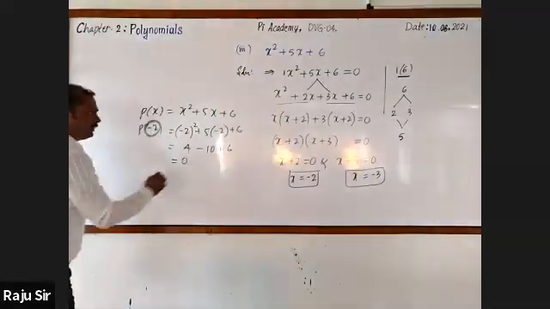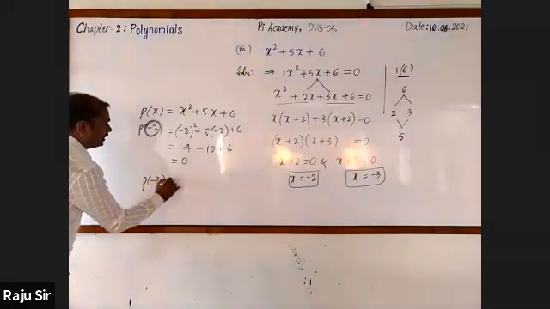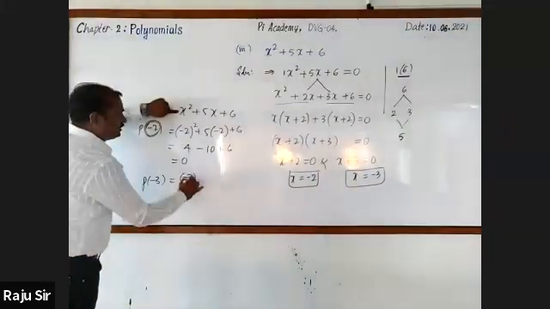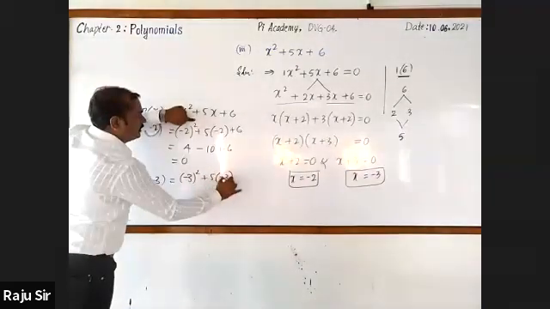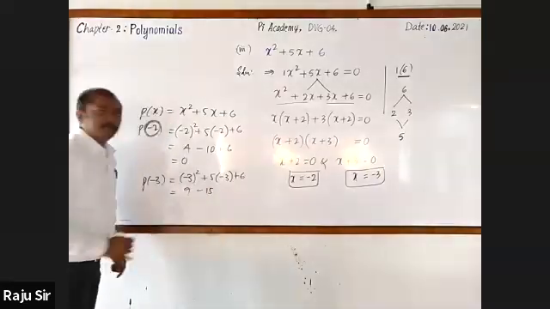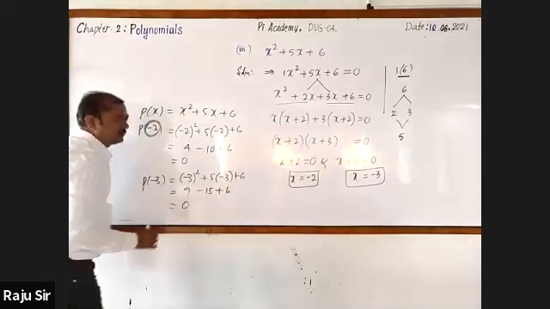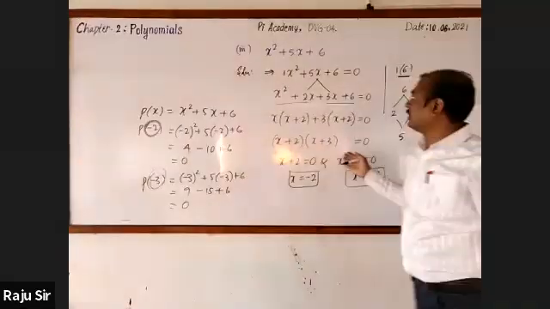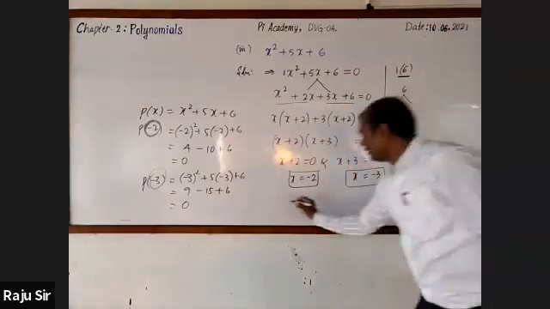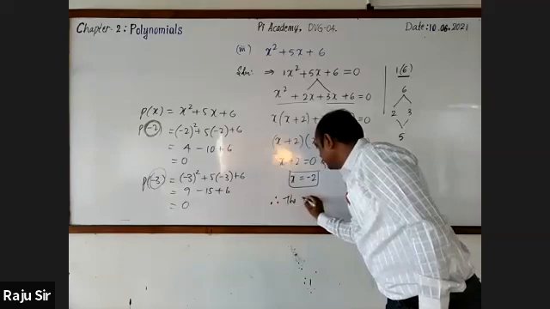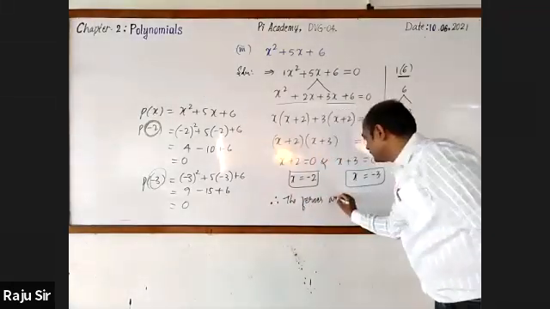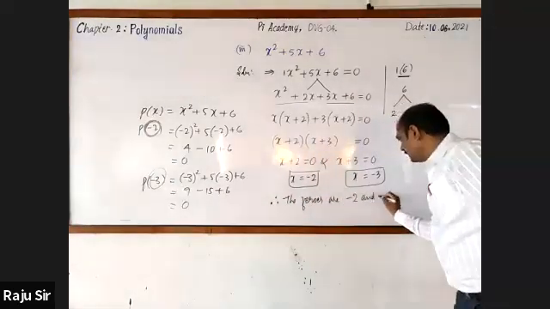Not only this, even for -3 also. If you substitute -3, we get -3 whole square plus 5 into -3 plus 6. -3 whole square is 9. 5 into -3 is -15, plus 6. 9 plus 6 is 15, 15 minus 15 is 0. Therefore, -3 is a zero of the given polynomial. Conclusion: therefore, the zeros are -2 and -3.